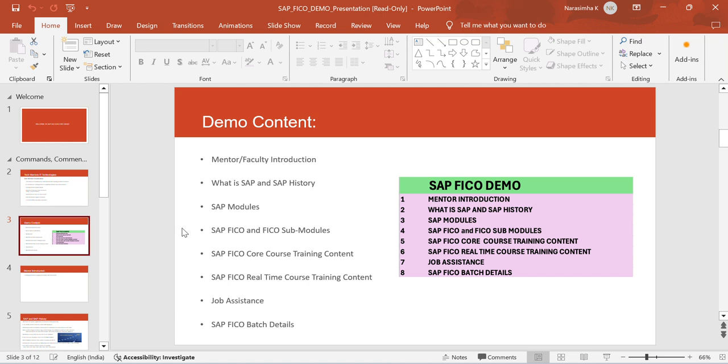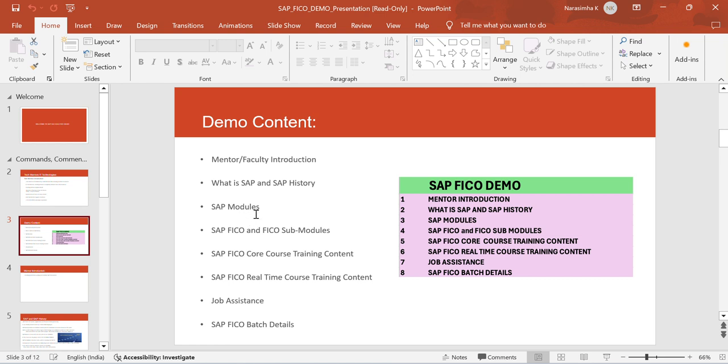Coming to the demo contents, this is what I am going to explain here. First we will give the mentor or faculty introduction. Different parallel batches are running, so who is going to teach and what is his qualification. And what is SAP, the SAP overview, when it was started, how many versions there are, and what the latest version is. All these things we are going to discuss here. And coming to SAP modules, in SAP there are more than 60 modules. We will discuss what each module is.